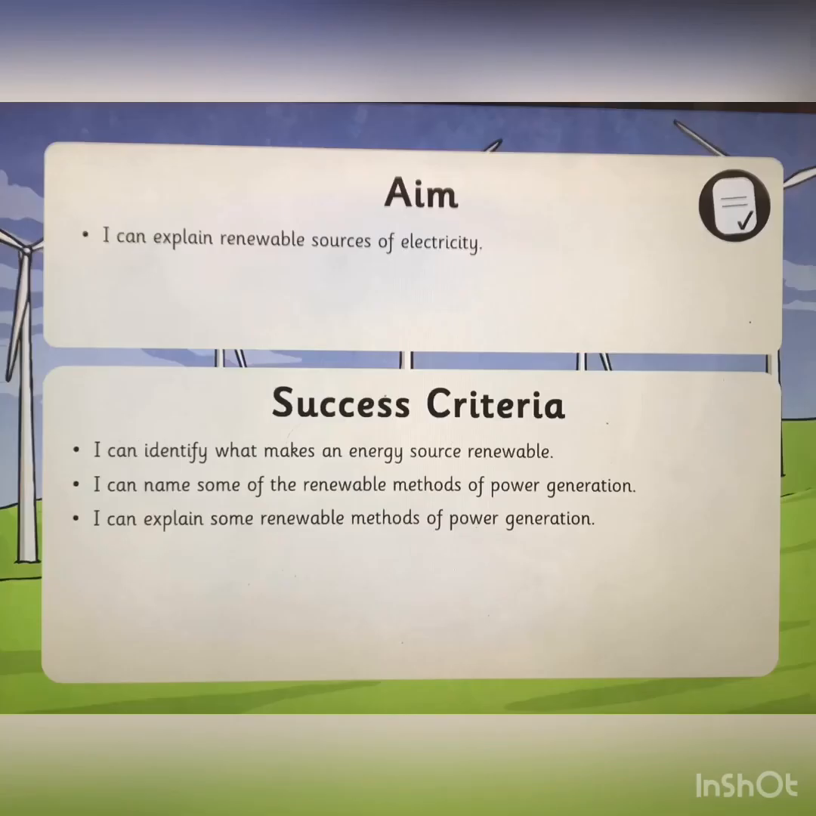So to wrap up, guys, today's aims were to explain renewable energy sources of electricity. You should be able to identify what makes an energy source renewable. You should be able to name some of the renewable methods that we discussed today. And you should be able to explain the methods of power generation. We will review all these answers before next lesson, which is tomorrow. So stay tuned for that.